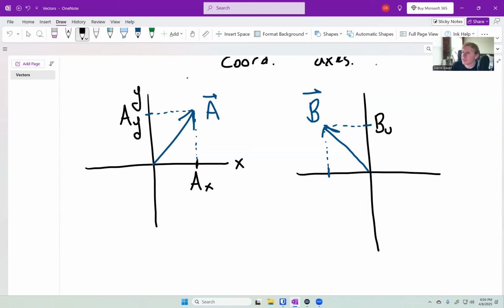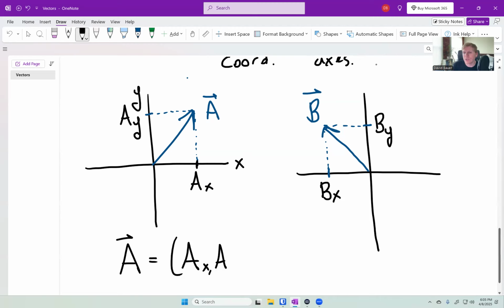Okay, this would be B sub y, B sub x. All right, and these components can be positive or negative, and the sign of the components tells us information about the direction of the vector. For A, both of these components would be positive, and for B, the y component would be positive, the x component would be negative. That's telling us the vector points along the negative x-axis, but it points along the positive y-axis. So if I wanted to write out these vectors in terms of their components, one way to do this is to write it like this.